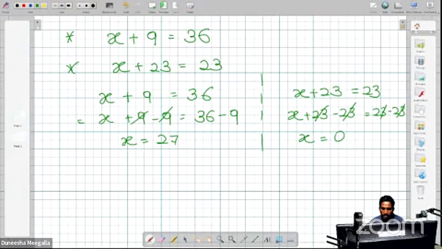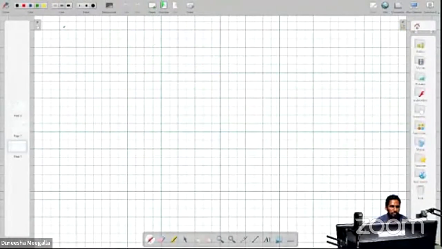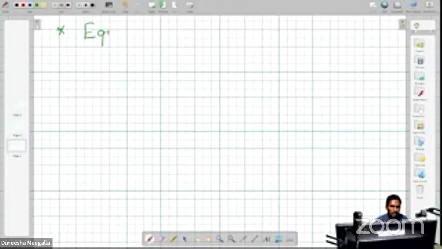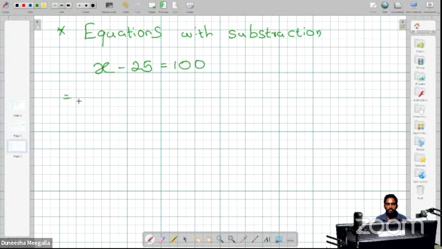Tisari, you have finished. Okay. Write down the equations with subtraction. Can you get the answer for this one? I will say the grade 7 ones. Okay, can you get the answers?